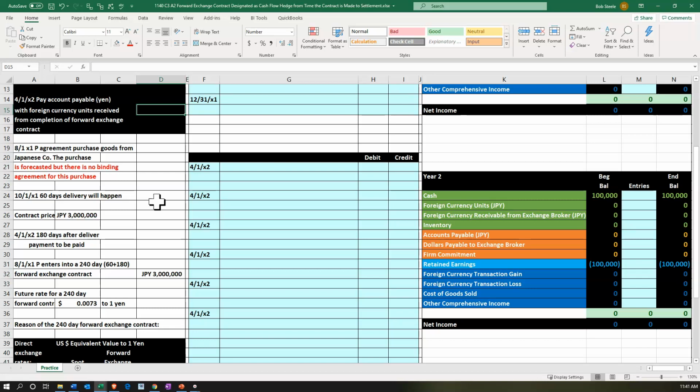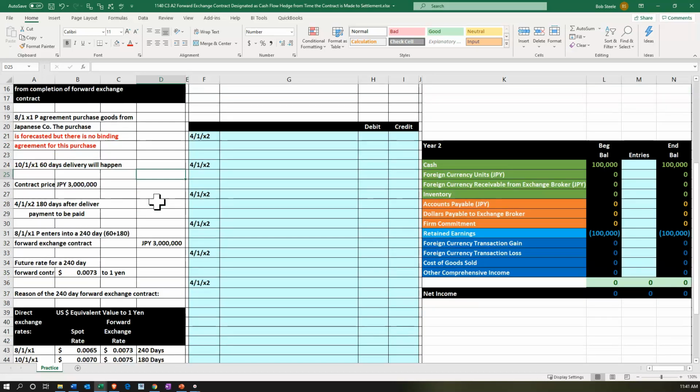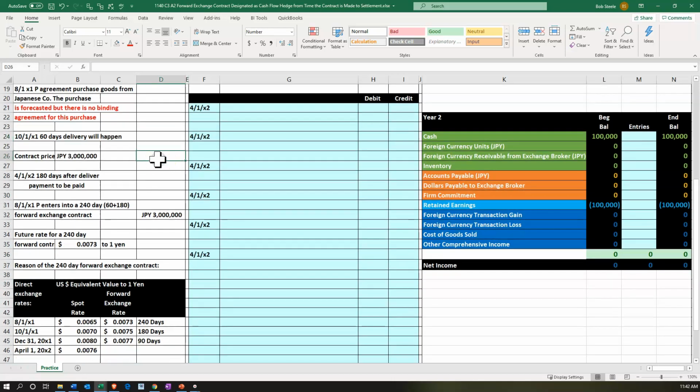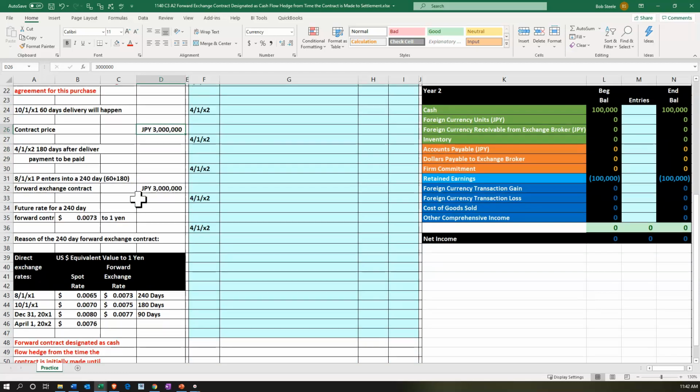So on 8/1, we think that the purchase of inventory is going to happen in the future. We have a good idea it's going to take place, but there's no binding agreement. On 10/1/X1, 60 days later, the inventory is delivered. So now we have an actual financial transaction because we actually have the inventory, but we're putting it on the books on account. Remember, we're going to pay later, in yen. That's going to be the 3 million yen, which I'm going to move over to the outside here. Then on 4/1/X2, 180 days after the delivery, payment is to be made. So we're going to end this on 4/1/X2.